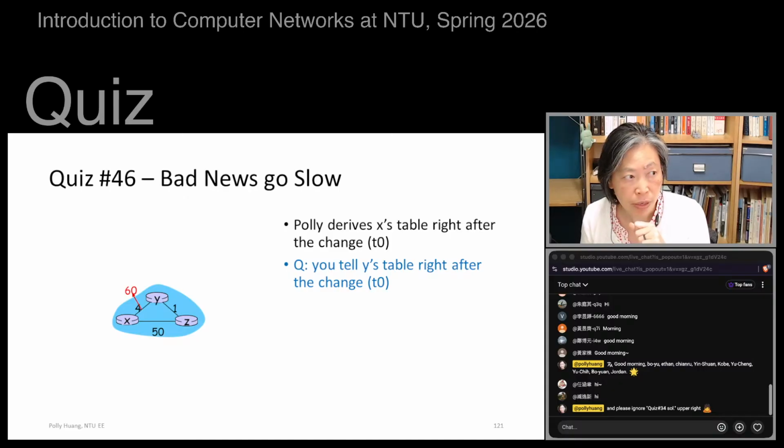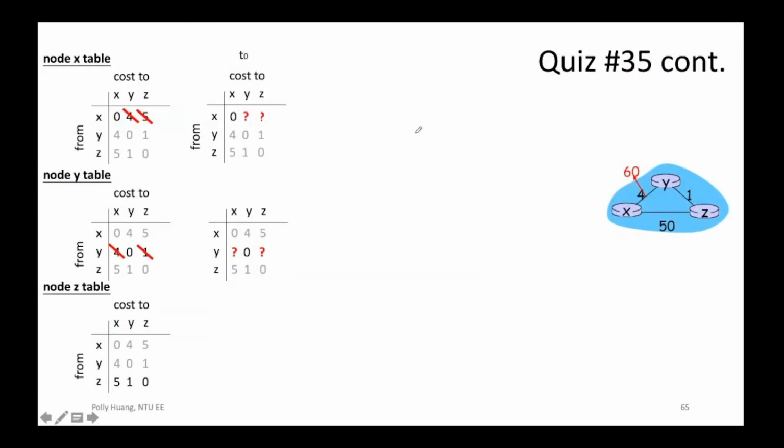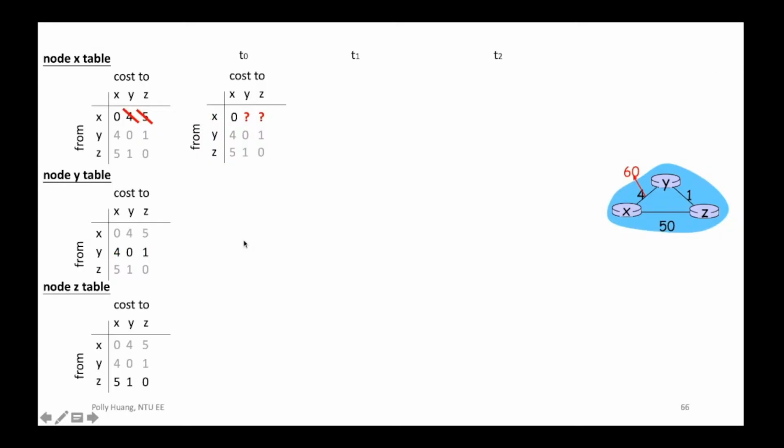To show this, Polly is going to play a video. This one is 2.5 minutes long, not so long. Observe so that you can do dy with confidence. Quiz 35, the scenario is a bit tricky. Let's try to be patient and walk through the derivation of dx for node x and dy for node y. Let's start from dx.